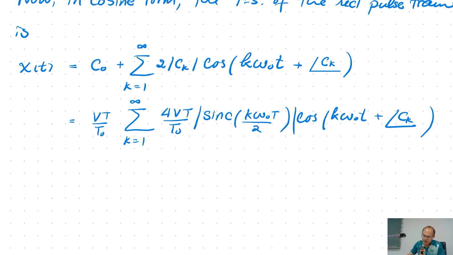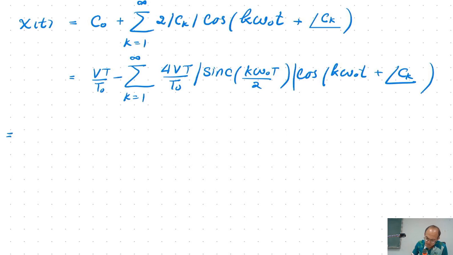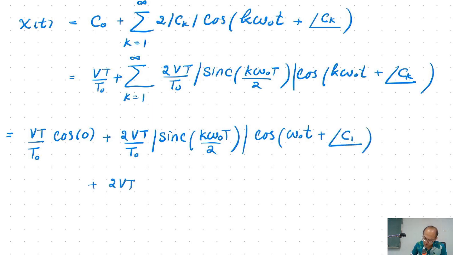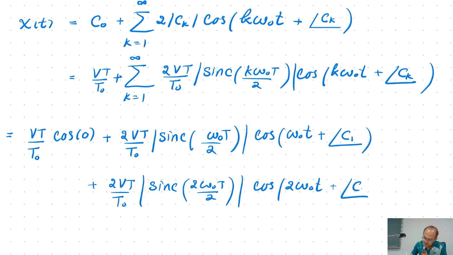And if we unfold it, we would see that it would look like Vt over T0 cosine of 0, plus, actually just 2, not 4, sorry, 2 Vt over T0 times the absolute value of sinc of omega 0 t over 2 and cosine of omega 0 t plus the phase of C1, plus 2 Vt over T0 times the absolute value of sinc of 2 omega 0 t over 2, and then cosine of 2 omega 0 t plus the phase of C2, and so on.